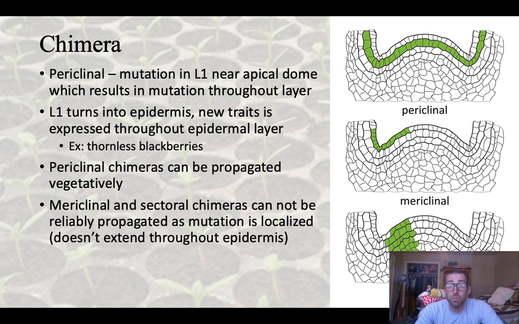So we need this mutation to occur throughout the entire layer, and if it does, then we can propagate that vegetatively. What we can't do is, if we have these thornless blackberries, like I said, it's a result of this mutation that occurred here. If you try to propagate them through seed, they are going to develop thorns because the genetics of the remaining tissues would be for the thorned variety. It's just this random mutation that occurred in the epidermis that results in thornlessness.